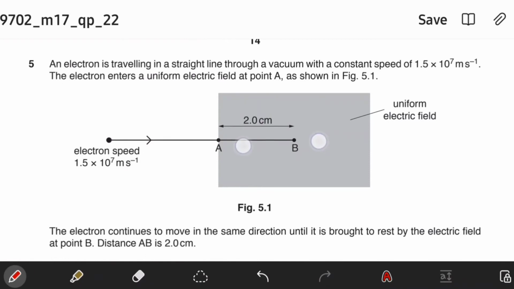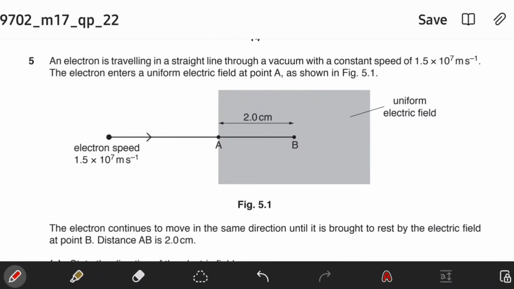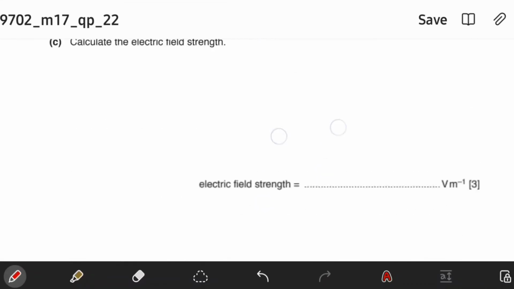I'm going to skip this question because it is from electric fields chapter, which is not a part of AS level physics syllabus anymore.